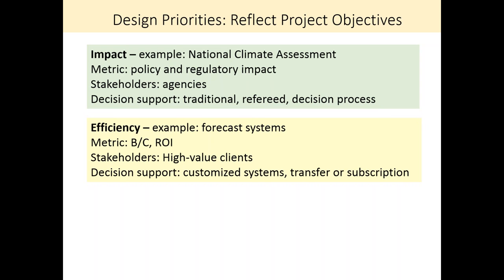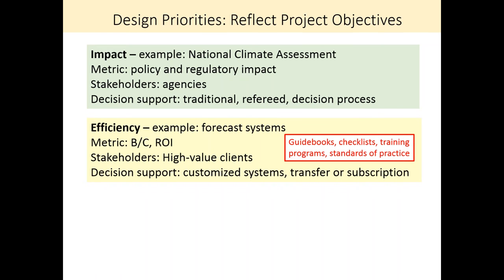Examples might be something like Riverware, a forecast system that's sold to or licensed to many organizations. There are other examples that maybe are on a low end that may focus on impact or efficiency: guidebooks, checklists, training programs, the development of new standards of practice. These are all decision support tools that are not software tools. They're aimed at either having this impact or being efficient, that is economically efficient.